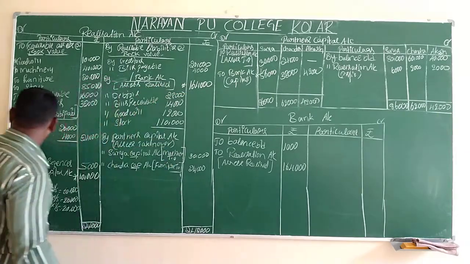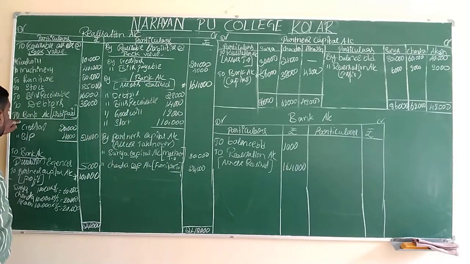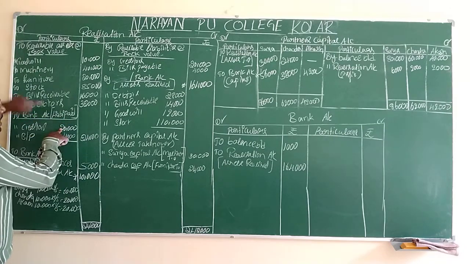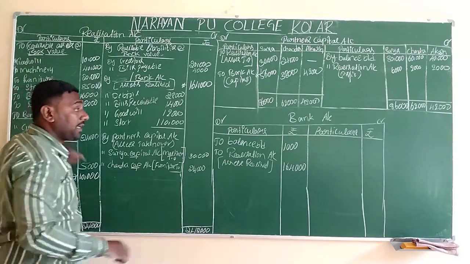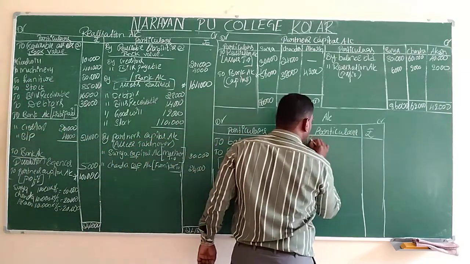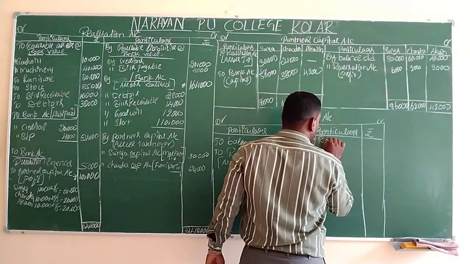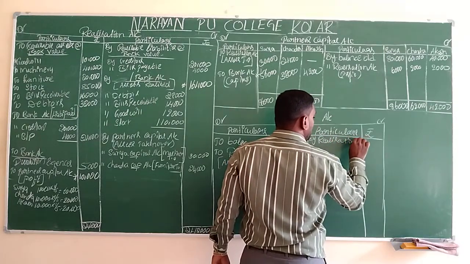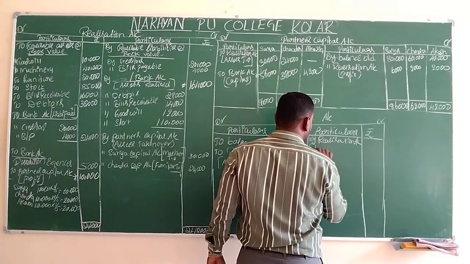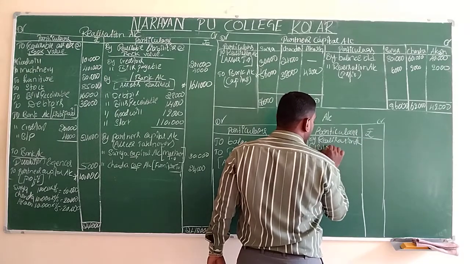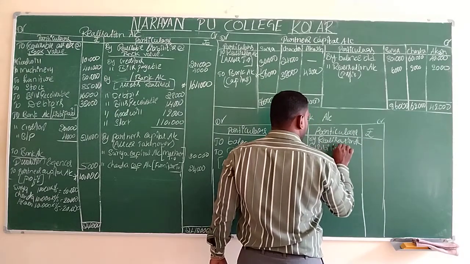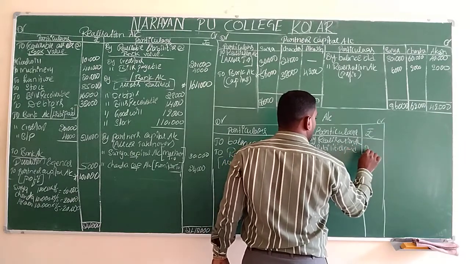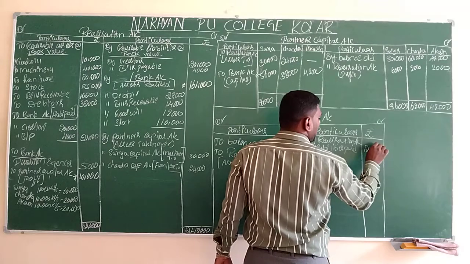Let's come to step number 4. What do we have to do? Again to bank account. What is this? Liability side. Which side have we recorded? Debit side. In the next account, which side will it come? Credit side. From where do we have to get this value? By realization account. Realization account. So what is this value? Liabilities paid, rupees 24,000.